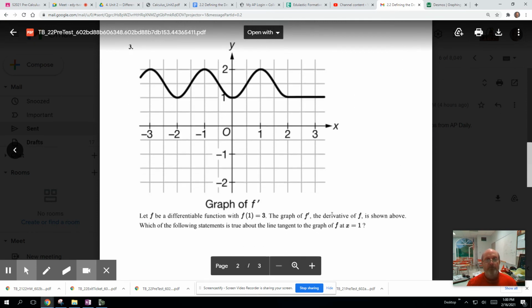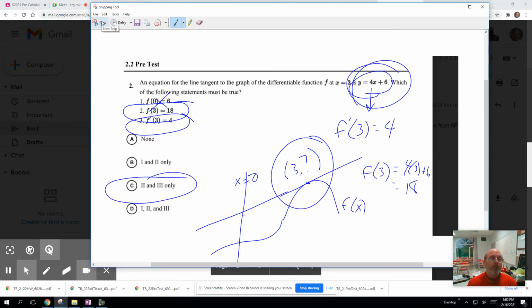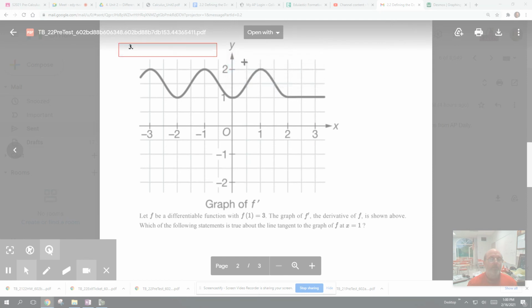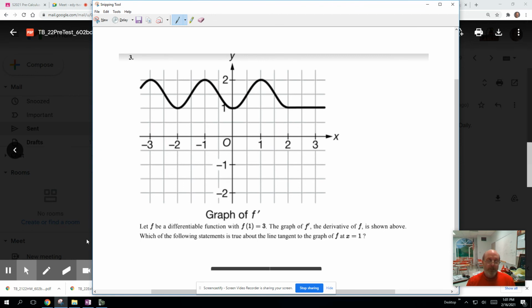Oh, we're given a graph. Let's go ahead and take this out. If we let f be a differentiable function with f of 1 equals 3, pay special attention, we're given the graph of f prime. Part of this course, we're going to be given information about f prime and have to infer things about f. Sometimes we're going to be given things about f and have to infer things about f prime. But you need to pay special attention to the markings on the graph and see if we're given the derivative or the function itself.